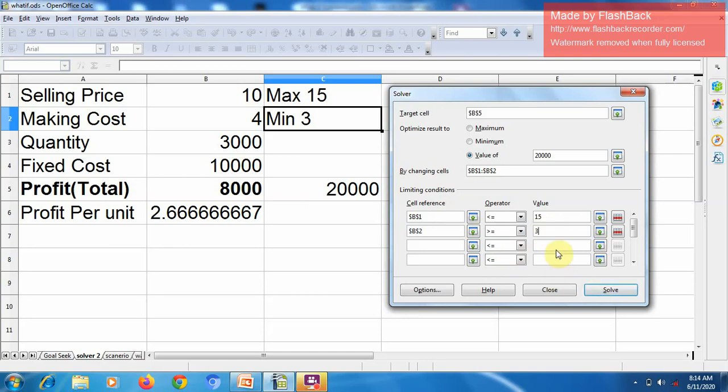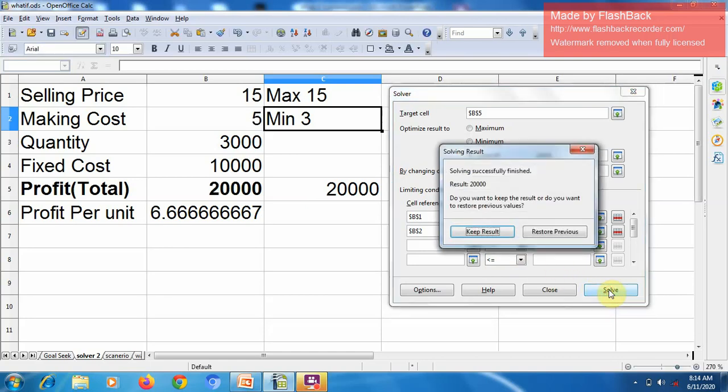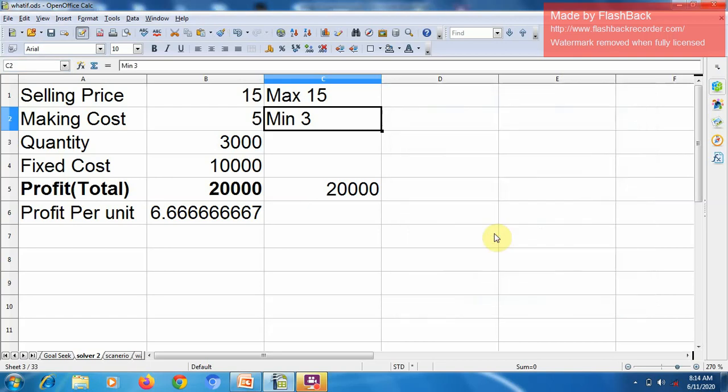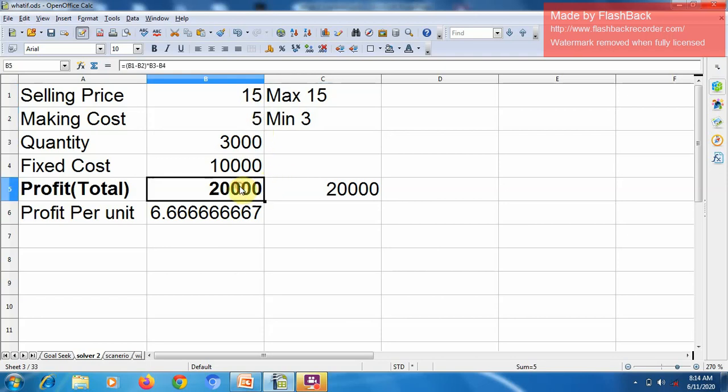Is it clear? Now click on solve. Solving successfully finished. Do you want to keep the result or restore previous? I want to keep the result. Now if we consider, according to the result, selling price 15 and cost price 5, then we could achieve profit 20,000. If you want other values, repeat these steps again.